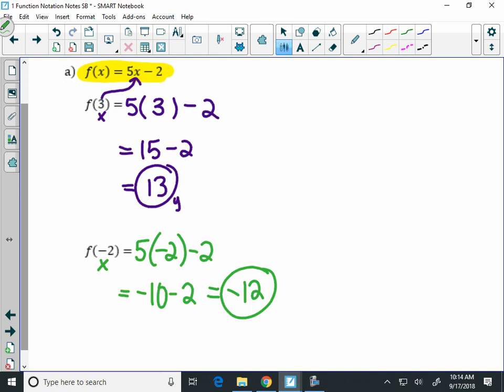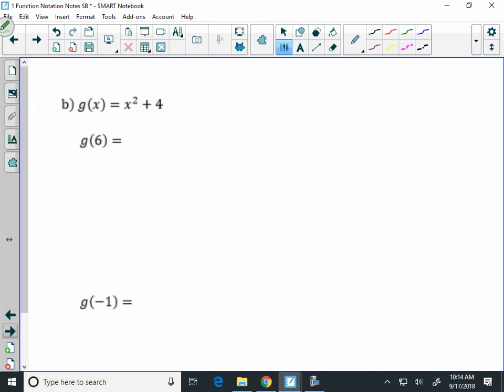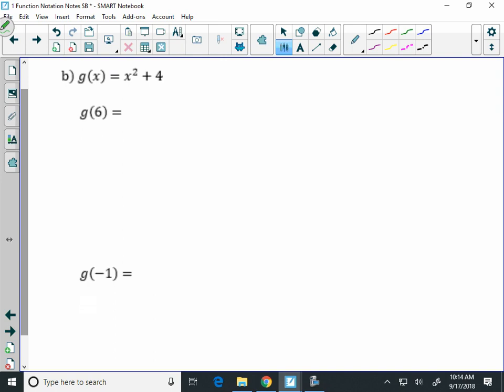So that was the example for f of x. Now if we change the function, let's try g of x. G of x here is x squared plus 4. So again, the 6 is in the parentheses. That is going in for x. So I'm going to put (6) squared plus 4.